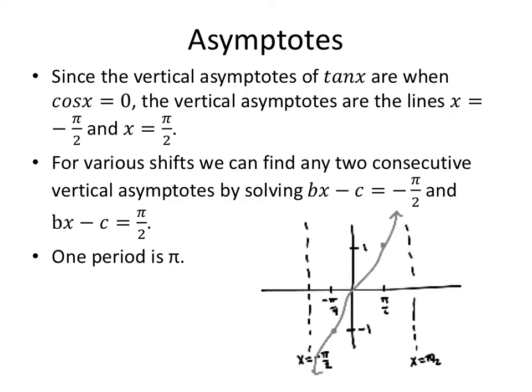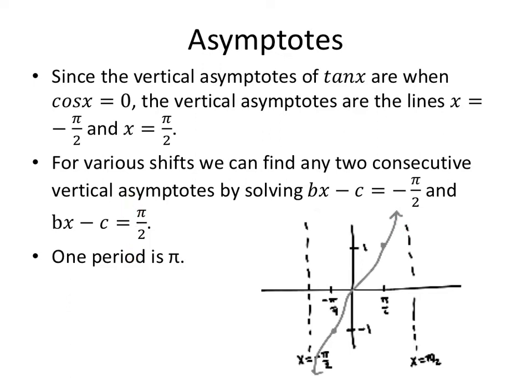From negative pi over 2 to pi over 2, we have the first period, an increasing graph with nice little lazy curves going up, tangent. Now, the vertical asymptotes of tangent of x are when cosine of x is 0, so x equals negative pi over 2 and x equals pi over 2. For various shifts in the graph of the tangent of x, we could find any two consecutive vertical asymptotes by solving bx minus c equals negative pi over 2 and bx minus c equals positive pi over 2.